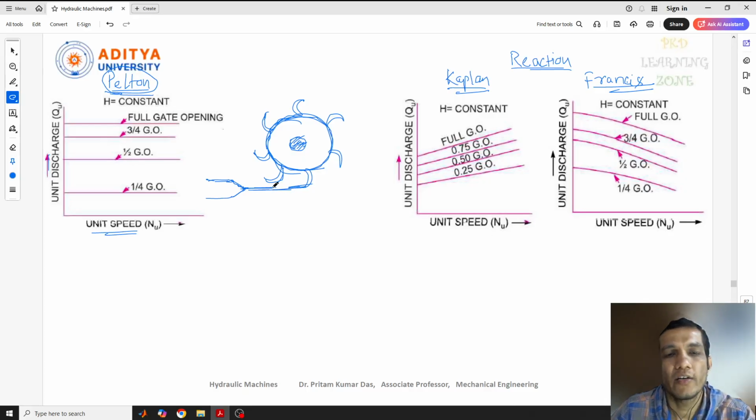The quantity of water, or the volume of water, which is coming out from the turbine, we can say. Now this unit speed and unit discharge, somewhere you can see only N versus Q also. So these terms like NU versus QU and NU versus Q, both you can consider the same thing. Why am I talking about the same?